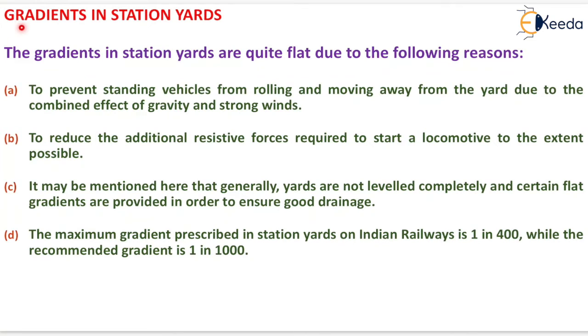Now the next one is gradient in station yards. The gradients in station yards are quite flat due to the following reasons. The first one is to prevent standing vehicles from rolling and moving away from the yard due to the combined effect of gravity and strong winds. The second is to reduce the additional resistive forces required to start a locomotive to the extent possible.